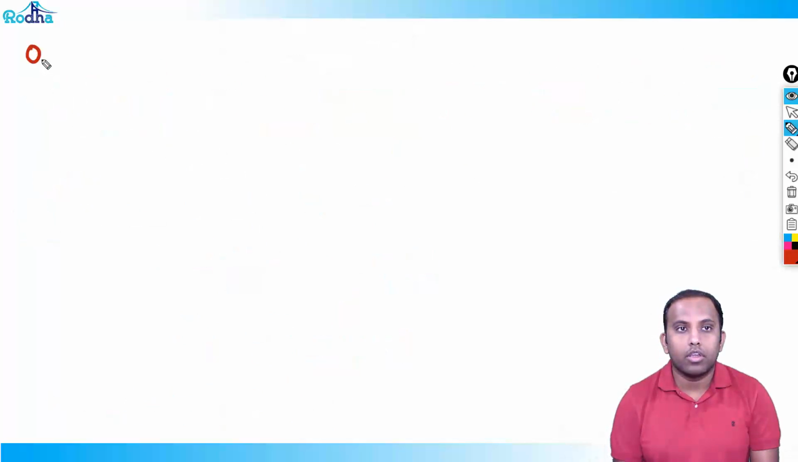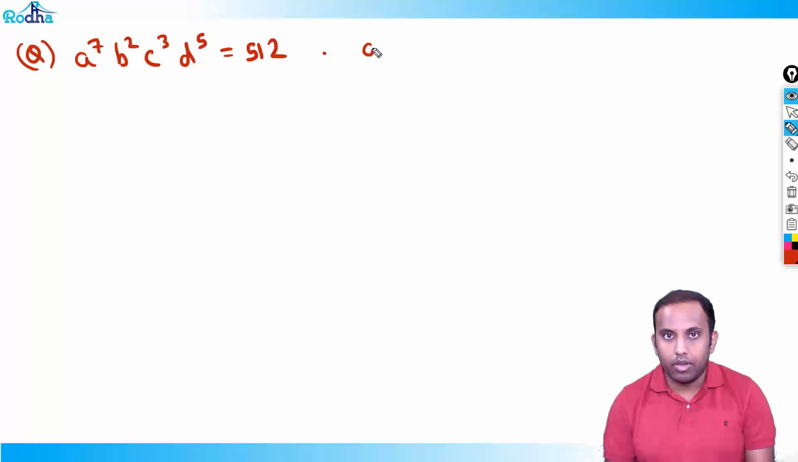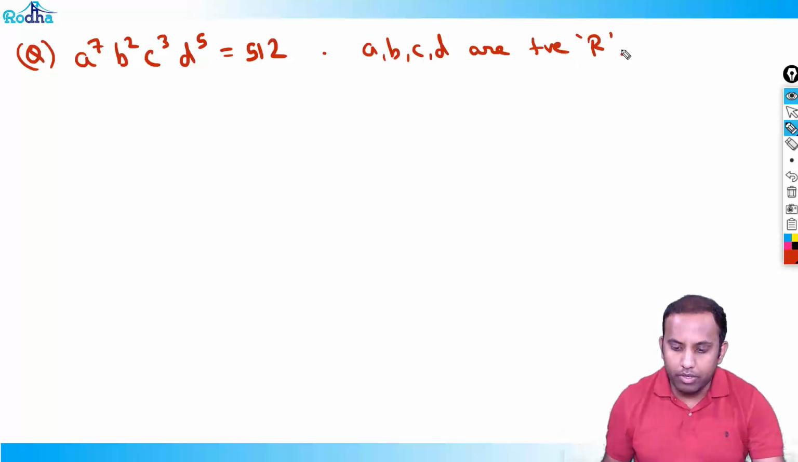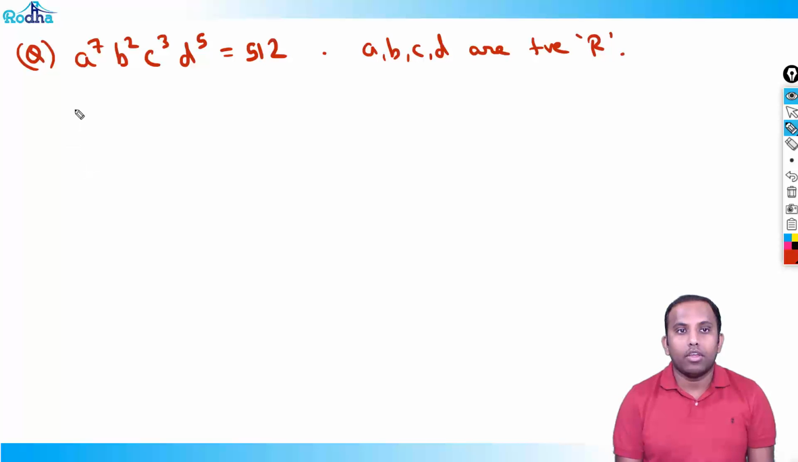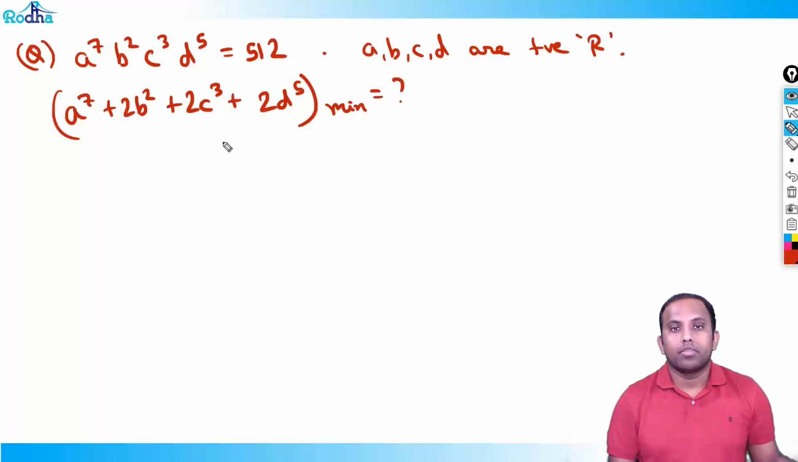Next question. A to the 7 B square C cube D raised to 5 is equal to 512, where A, B, C, D are positive real numbers. So what is the minimum value of the expression A to the 7 plus 2B square plus 2C cube plus 2D raised to 5? What is the minimum value of this expression?